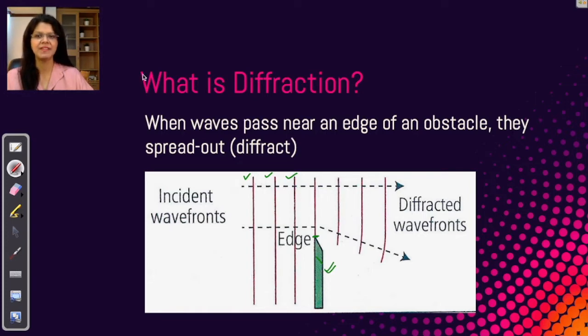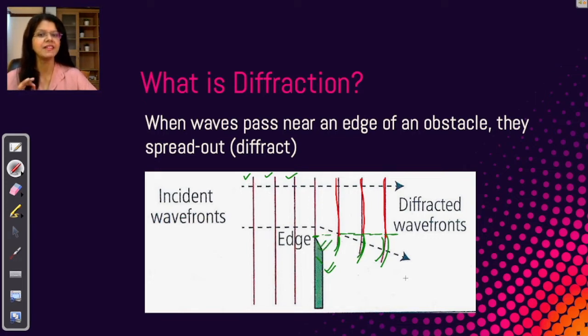So what do you see? When the wavefronts are passing a barrier, the wavefronts on the other side are also present behind the barrier. The wavefronts do not look like a straight line like this. No. Rather, they are extending behind the barrier as well. If you see, they are present behind the obstacle as well.